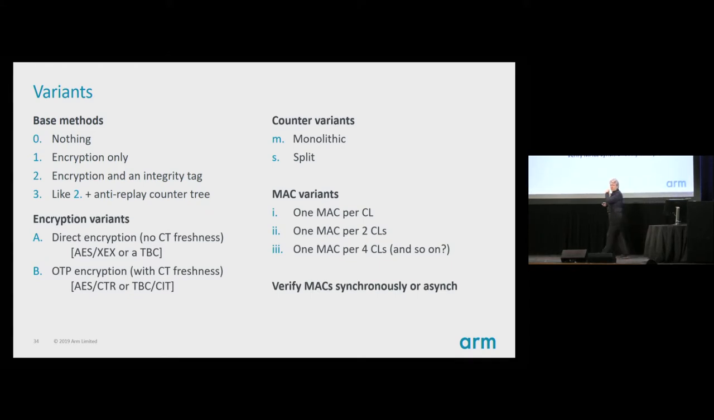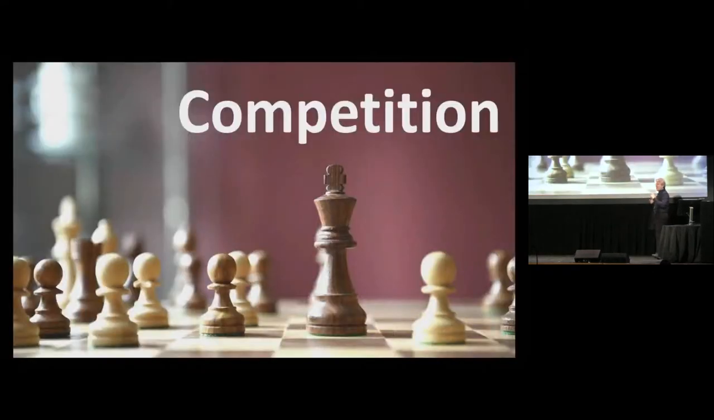You can see there are easily about 249 different combinations we can have. It is odd because nothing has no variation. So we select some, and we have them fight each other on benchmarks.